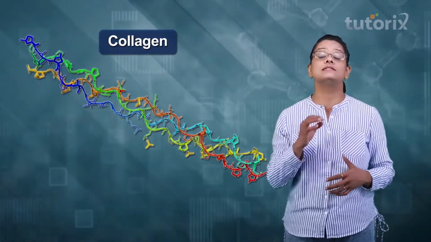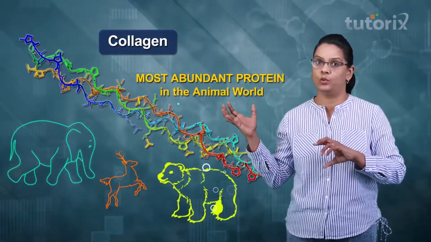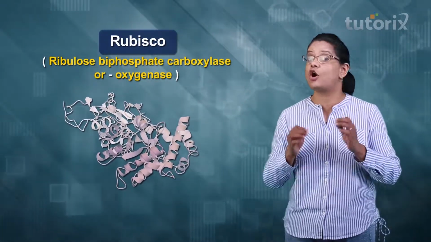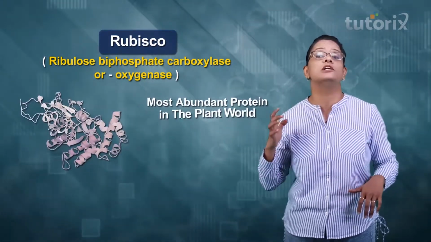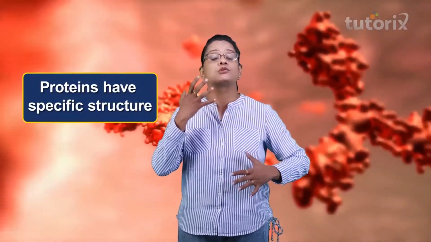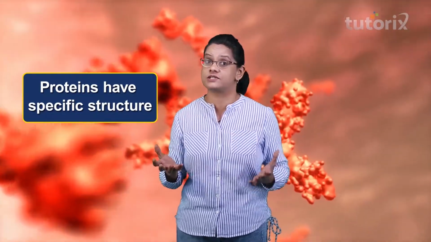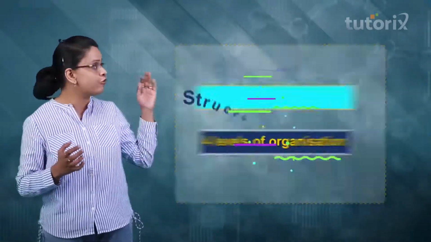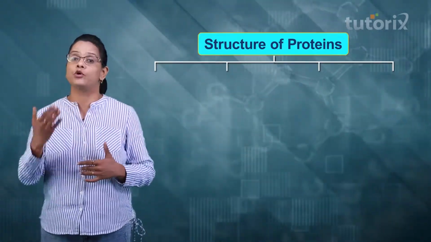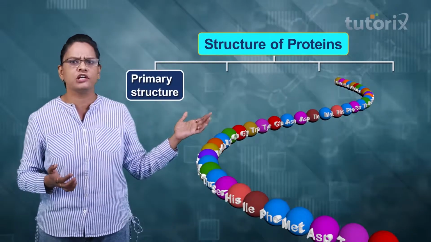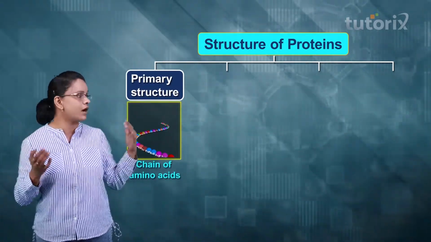Guys, collagen is the most abundant protein in the animal world. And rubisco, which is ribulose bisphosphate carboxylase or oxygenase, is the most abundant protein in the plant world and also in the whole biosphere. Now friends, as I said, the proteins have specific structures and they show diversity. So guys, basically proteins have 4 levels of organization in their structure. So proteins show 4 types of structural organization, of which the primary structure is nothing but a chain of amino acids.